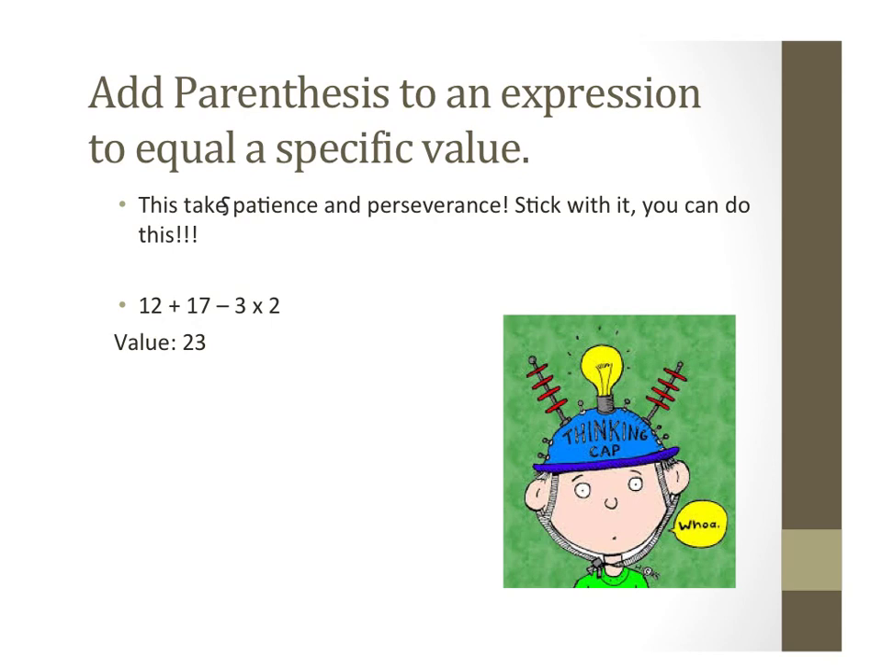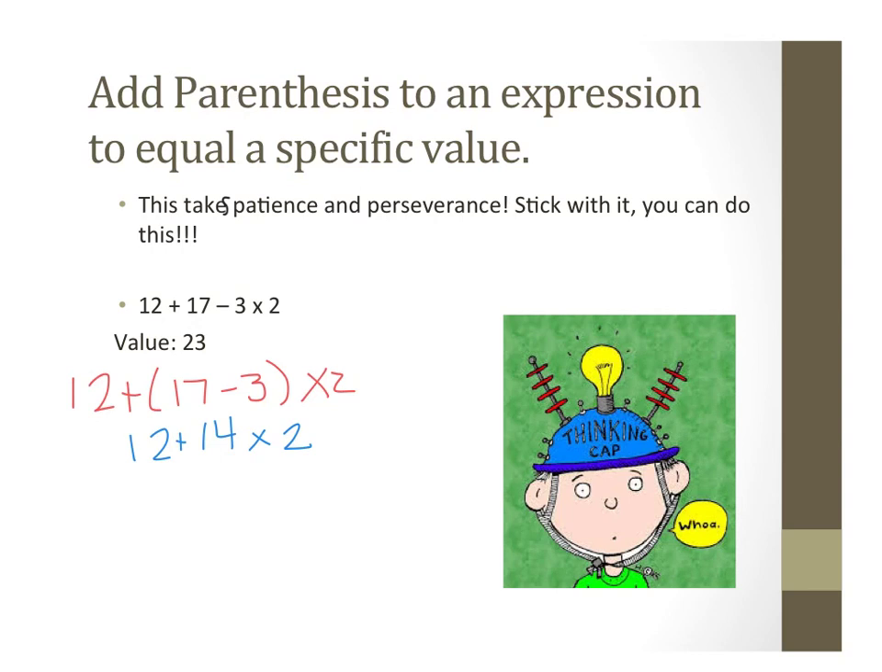So let's say I'm looking at this: 12 plus 17 minus 3 times 2. Let's put the parentheses around the 17 minus 3. Let's try. 12 plus (17 minus 3) times 2. Well, order of operations tells us I would have to do the 17 minus 3 first. That would give me 14. 12 plus 14 times 2.